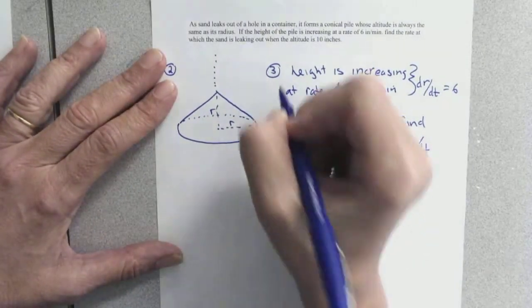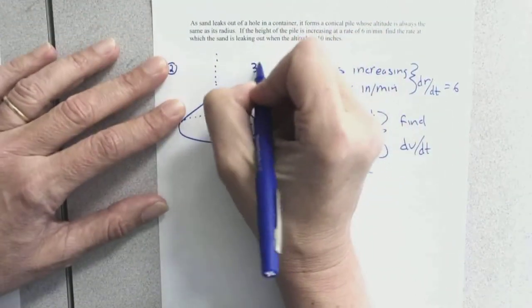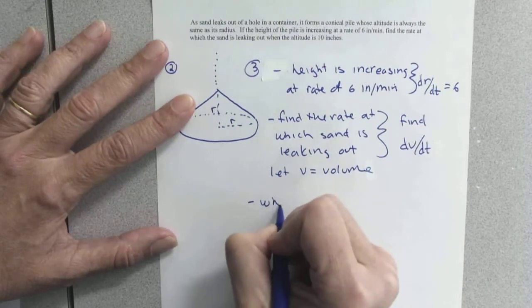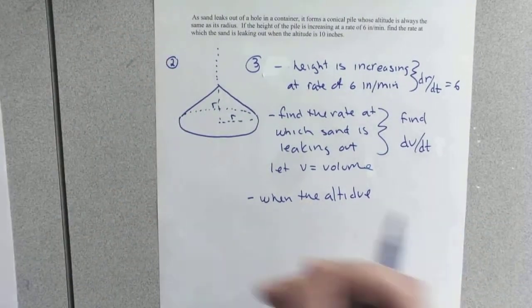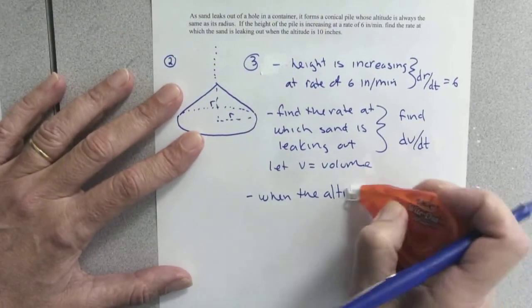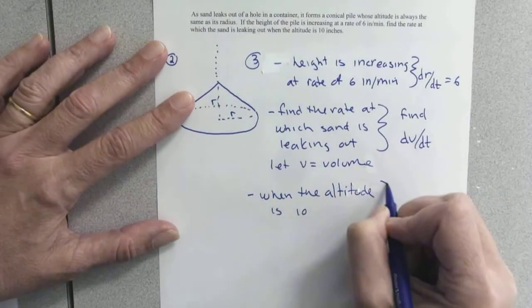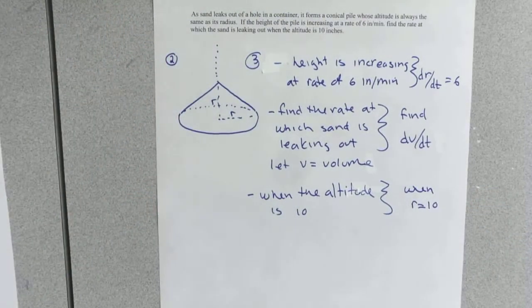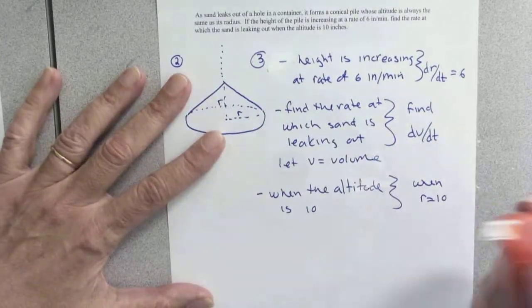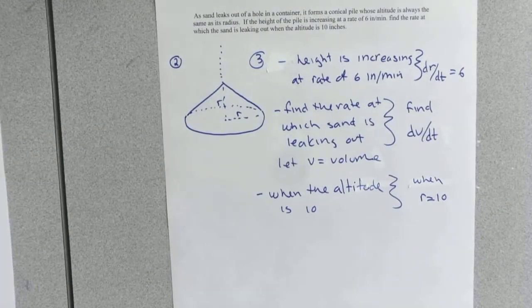And then the last part that we need to do, that last phrase: when the altitude, that's not how you spell altitude, when the altitude is 10. When r equals 10, because I have my altitude, my height labeled r, so when r equals 10. And so there I've gone through and decided what each phrase has told me.